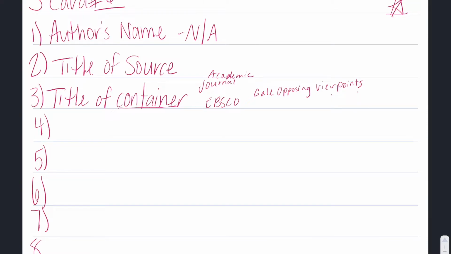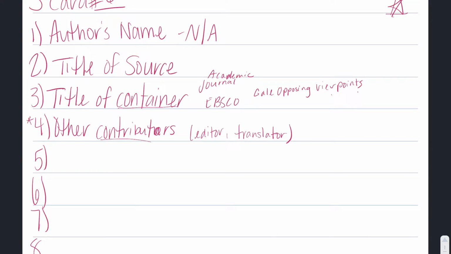Number 4 is other contributors. I'm going to put a star next to this. Not every source is going to have another contributor. For instance, this might be an editor that they list, a translator. Some sources will have them, some will not. This is not another author. Make sure you are clear on that. This is not another author. You would list all authors here at number 1. So there might be multiple authors that you list at the top.